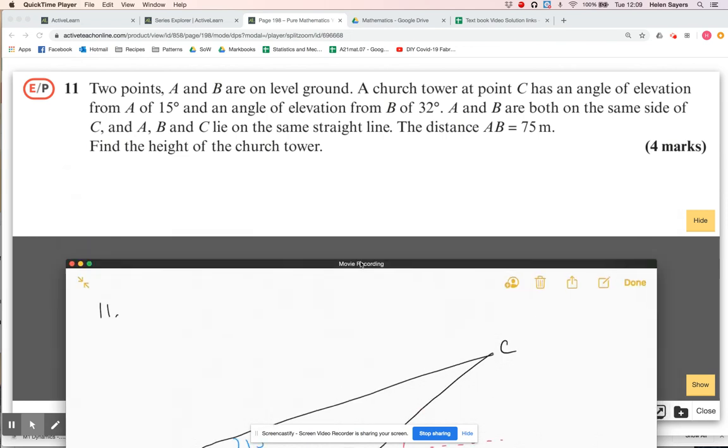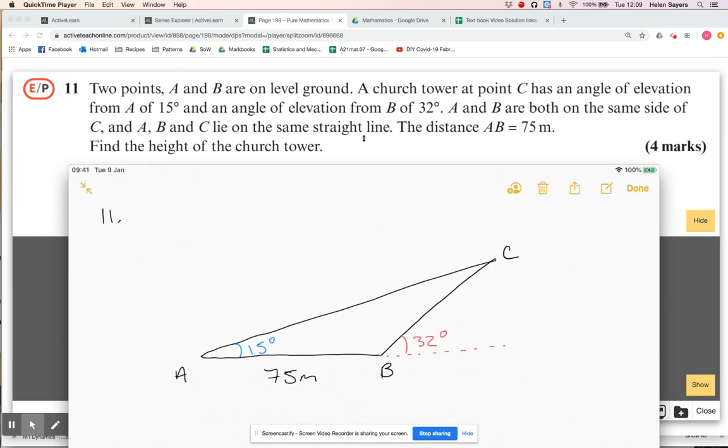Okay, so what do they want to know? The height of the church tower. Right, so the height of the church tower is going to be that distance there. So how can we work that out? Let's think about what we can work out.